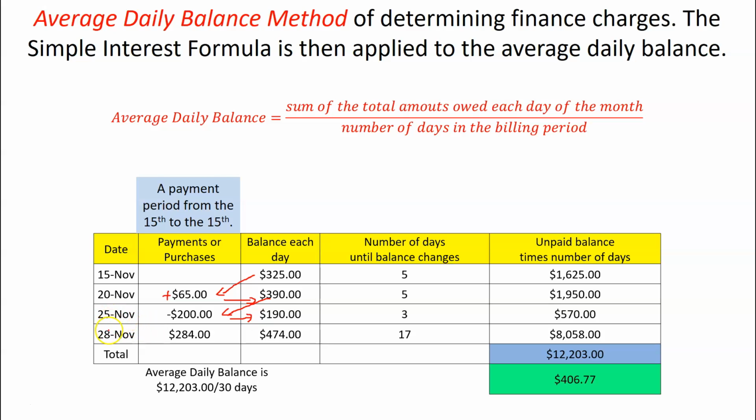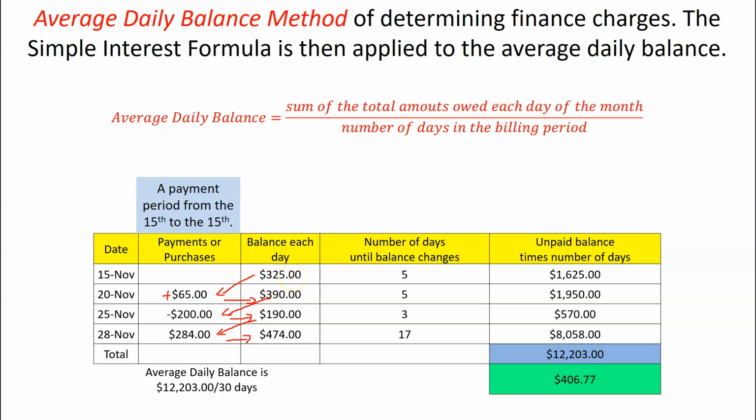And then from the 25th to the 28th is 3 days. Then they went and bought something again. And so that number is, it's again a positive, so that number is going to get bigger. Okay, so I first figure out what are the different amounts during the month. Then I figure out, well, how many days did it sit at that amount? Okay, so like here, from the November 15th to the 20th, well, that was 5 days that it sat right here.